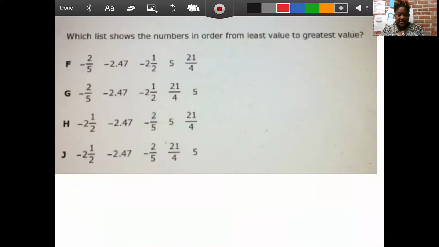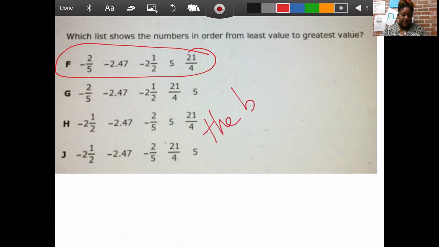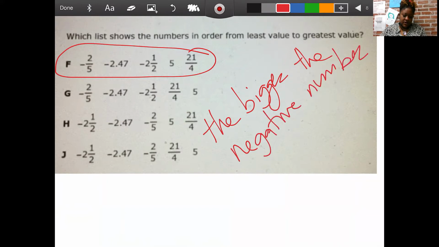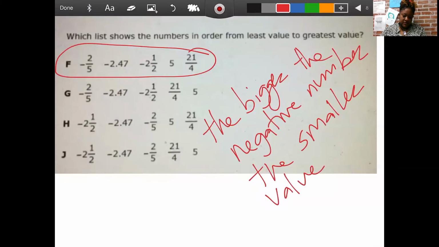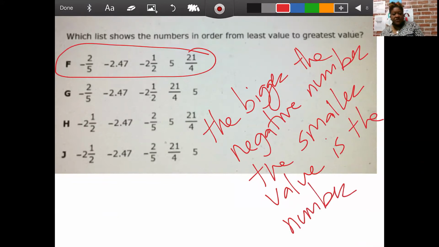All right, which list shows the numbers in order from least to greatest? Same thing, guys. Convert all of these numbers to money. And once you've converted it to money, the important thing for this particular question is the bigger the negative number, the smaller the value is the number. Okay, that's going to be key to this particular question, okay?